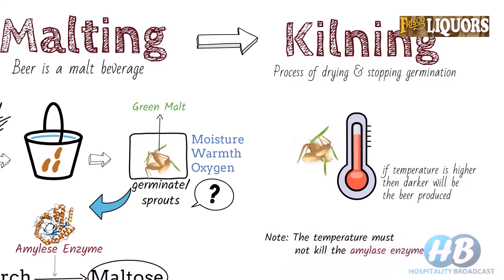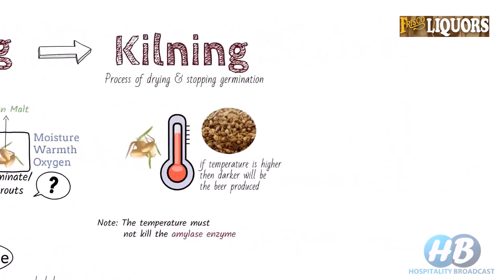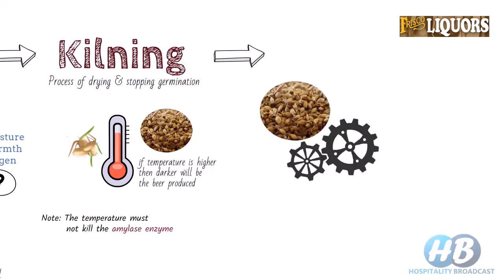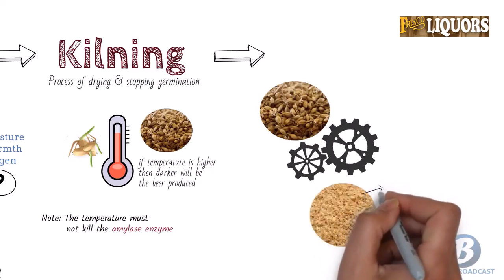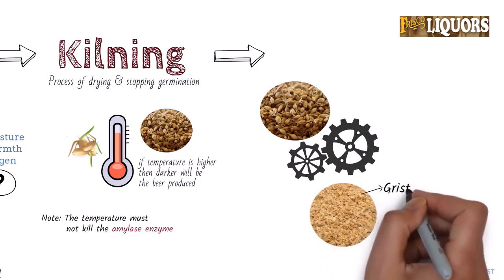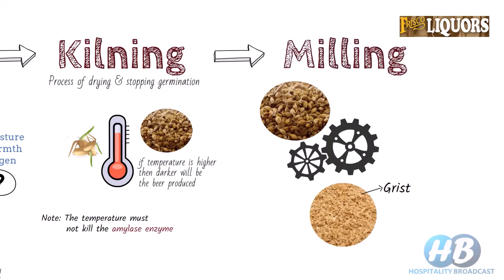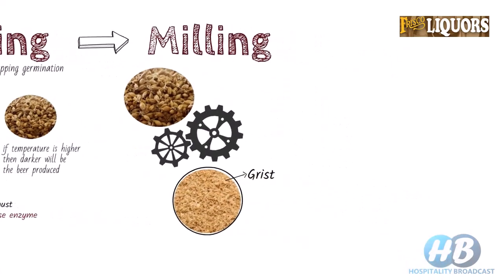Now, after the kilning process, you get dried barley grains. In the next step, these dried barley grains are crushed between rollers to produce a coarse powder. This coarse powder is called grist, and this process is called milling. This coarse powder is easier to dissolve in water as compared to malt grains.